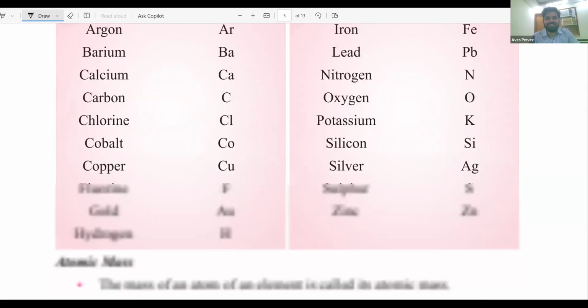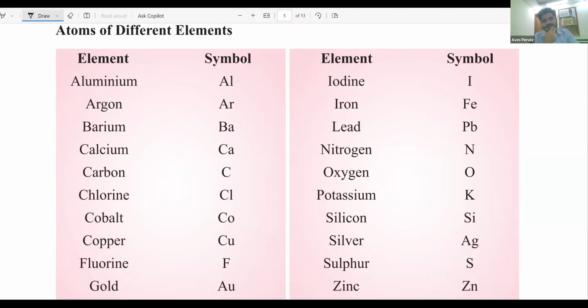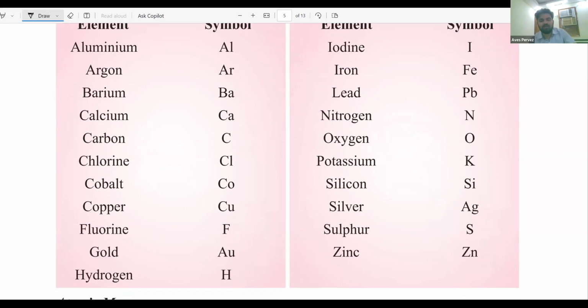Okay, so let's move to the next part here. These are the names of some elements that we have written in the previous class also. How are we going to write the names of an element? Either it can be the first letter of the element, like in iodine, it is I. In nitrogen, it is N. In oxygen, it is O.